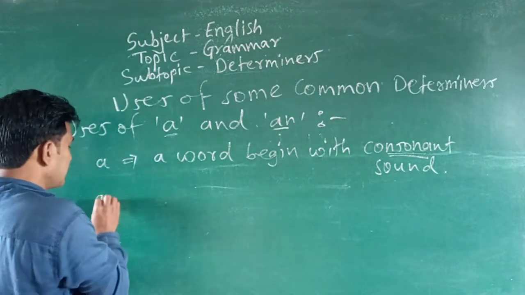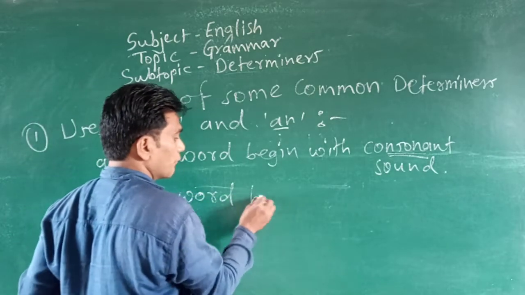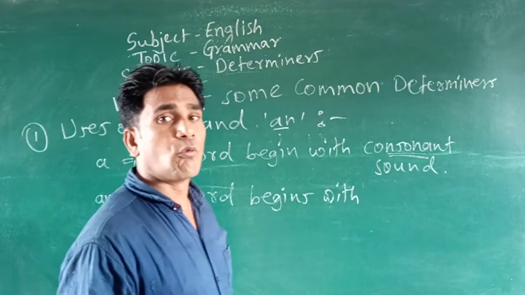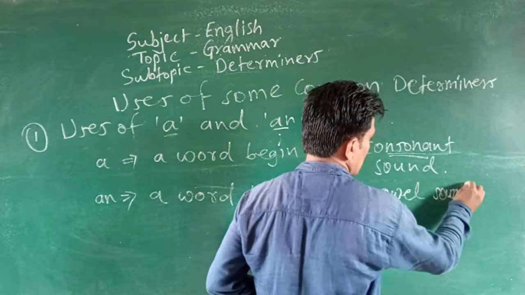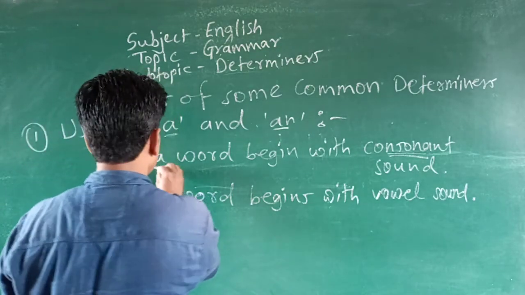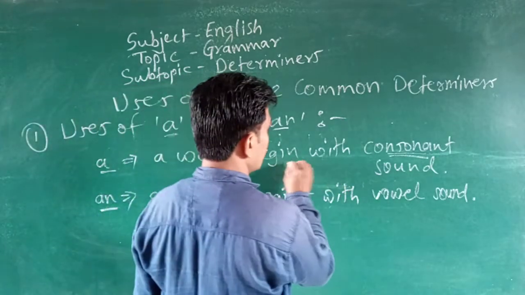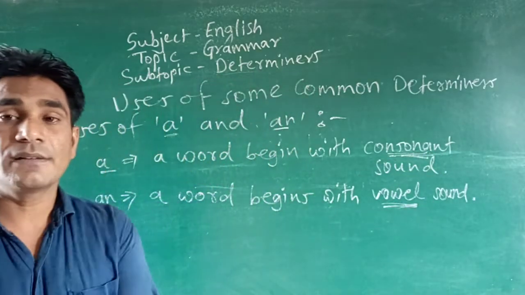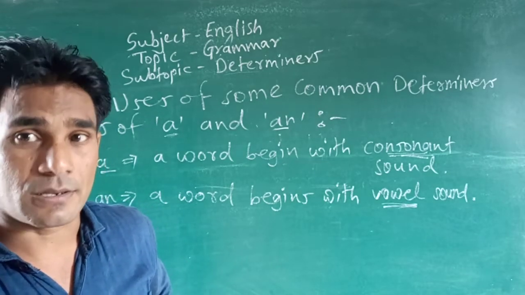And same here, an is used before a word that begins with a vowel sound. Okay, begins with a vowel sound. Look at the difference. A and an: a before the word having a consonant sound, and an before the word having a vowel sound. The beginning sound is a vowel sound.